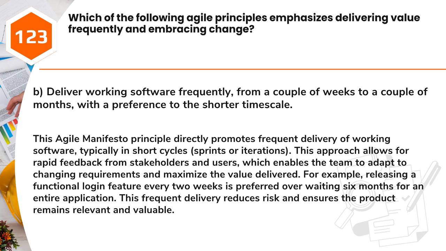Answer: B. Deliver working software frequently, from a couple of weeks to a couple of months, with a preference to the shorter timescale. This Agile Manifesto principle directly promotes frequent delivery of working software, typically in short cycles, sprints or iterations. This approach allows for rapid feedback from stakeholders and users, which enables the team to adapt to changing requirements and maximize the value delivered.